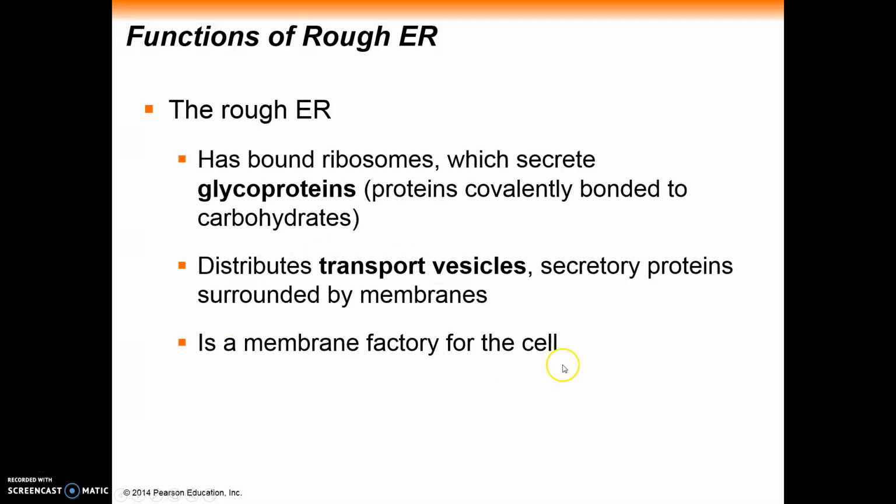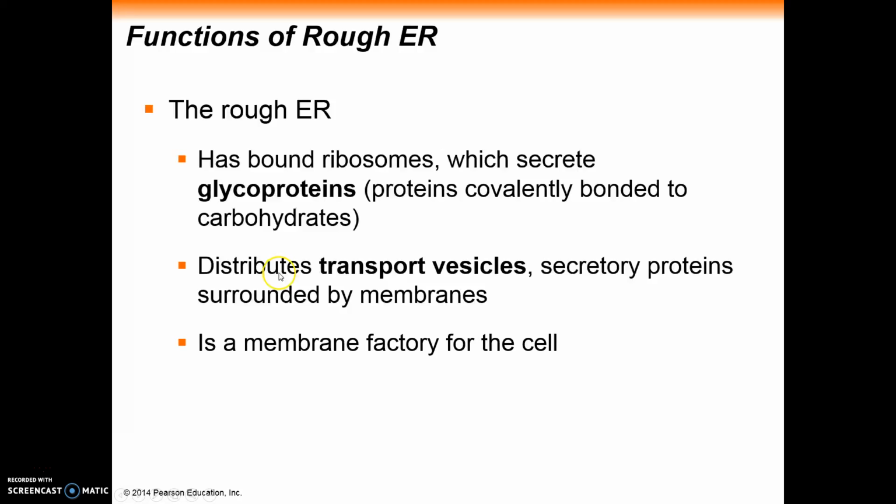Now, another thing about the rough ER is the fact that it is blebbing off all these little transport vesicles means that it is kind of the overall membrane source within the cell. So the fats are made in the smooth ER, the lipids, and then they are incorporated into the membrane material, and that membrane is moved through the rough ER and ultimately out into the cell, perhaps to the cell surface.